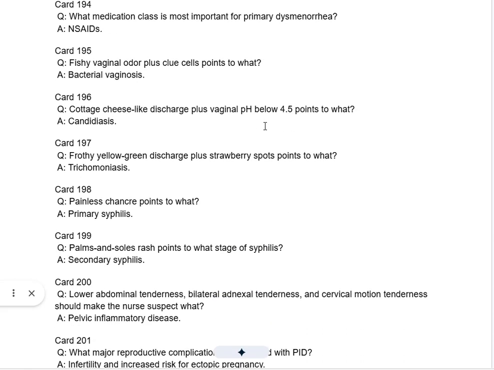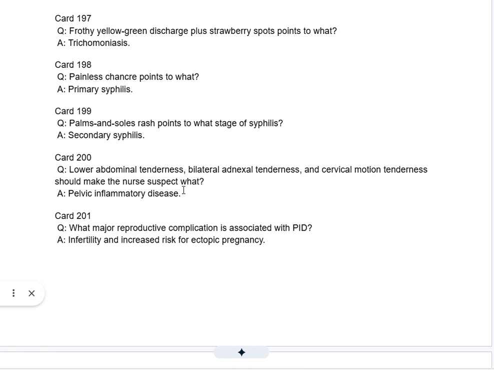Card 196Q. Cottage cheese-like discharge plus vaginal pH below 4.5 points to what? A. Candidiasis. Card 197Q. Frothy yellow-green discharge plus strawberry spots points to what? A. Trichomoniasis. Card 198Q. Painless chancre points to what? A. Primary syphilis.